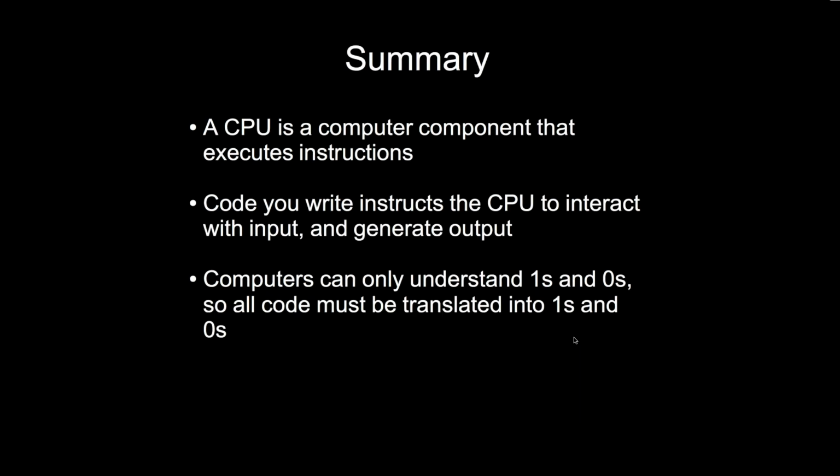So in summary, a CPU is a computer component that executes instructions. Code you write instructs the CPU to interact with input and generate output. And computers can only understand ones and zeros, so all code must be translated into ones and zeros.